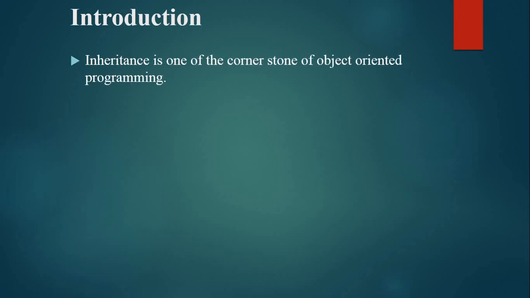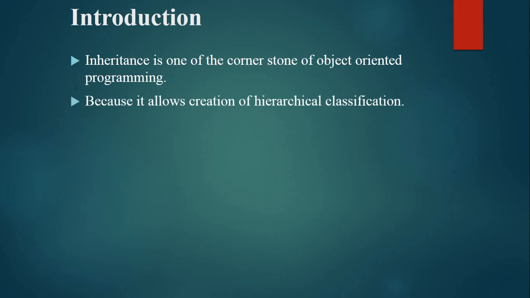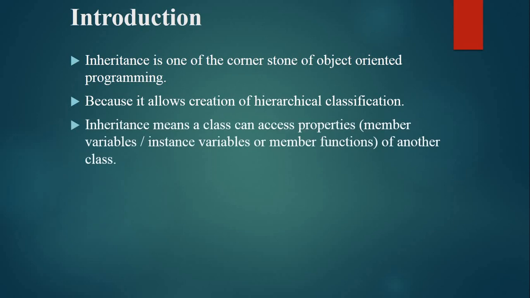Inheritance is one of the cornerstones of object oriented programming because it allows the creation of hierarchical classification. Inheritance means a class can access properties of another class, and properties can be member variables, instance variables, or member functions. If a class is accessing properties of another class, then that will be known as inheritance.